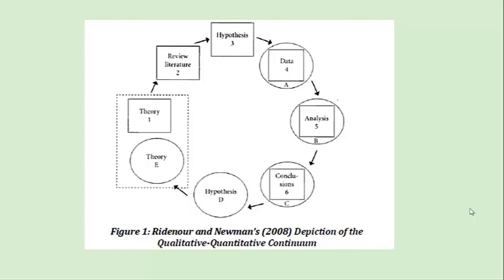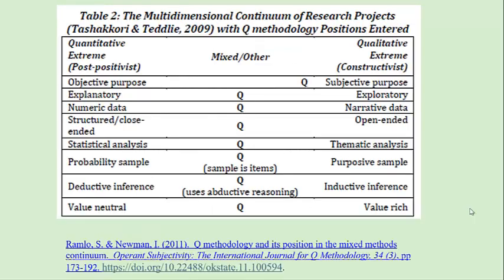Oh, that's what it is. It's the qualitative-quantitative continuum. This is also the same thing. It's just my version. I wrote this a long time ago in the International Q Journal, Operant Subjectivity, about Q as a mixed method.